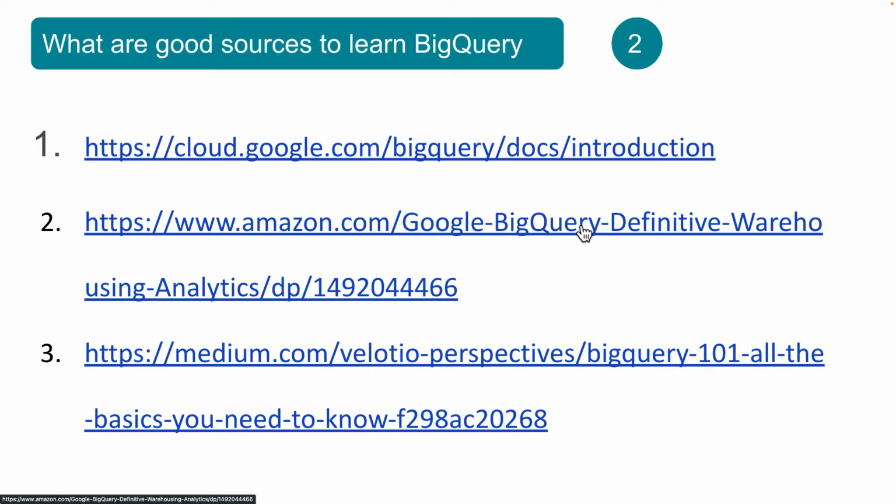Second thing I would recommend is, if you are more of a person who likes to read books, there is a very good book called Google BigQuery: The Definitive Guide. You can use that as well. It's available on Amazon for around $29. So you can go ahead and buy it. Third one, I'm also going to refer a medium.com link.